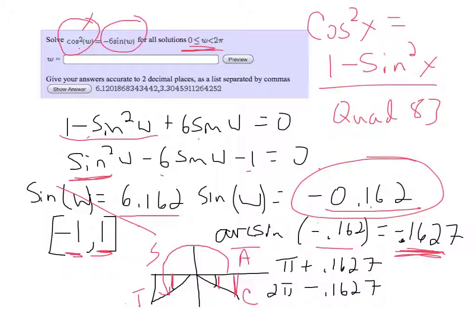Okay, so to get the angles that are in that range, I went pi plus that reference angle, and 2 pi, right? I got to get this angle here. That's going to be 2 pi minus that reference angle. And that's how we come up with those answers.